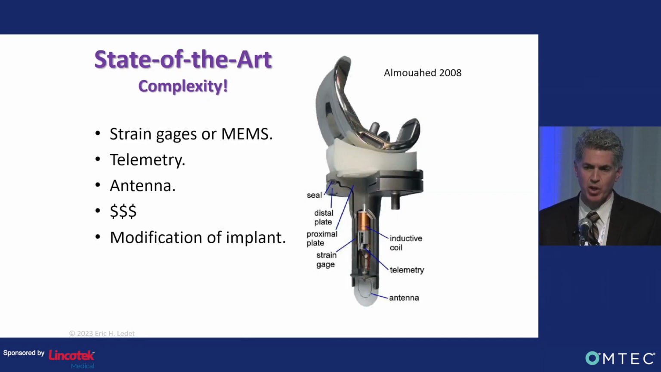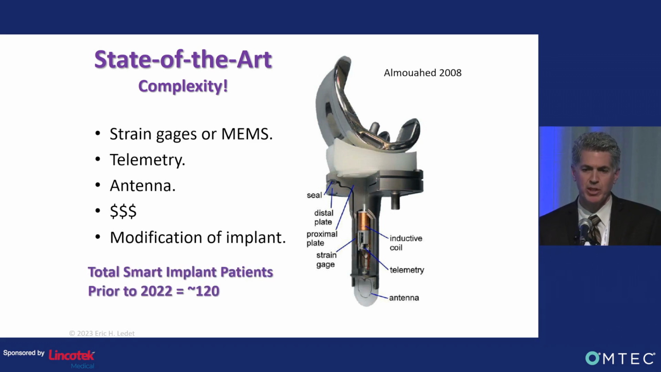So the state of the art over these last 50 years as research tools has been, what I would say, complex electronics and significant modifications to implants. And if we look at all of these studies that have happened in the research world for the last 50 years, we're talking about a total of about 120 patients in the history of the world that have gotten smart implants.